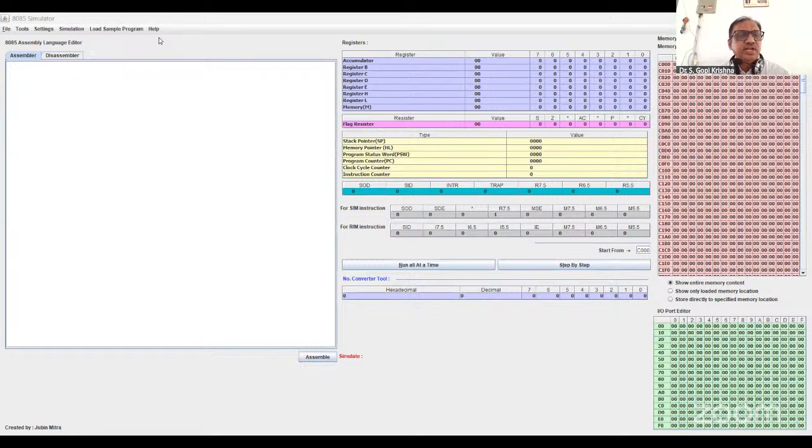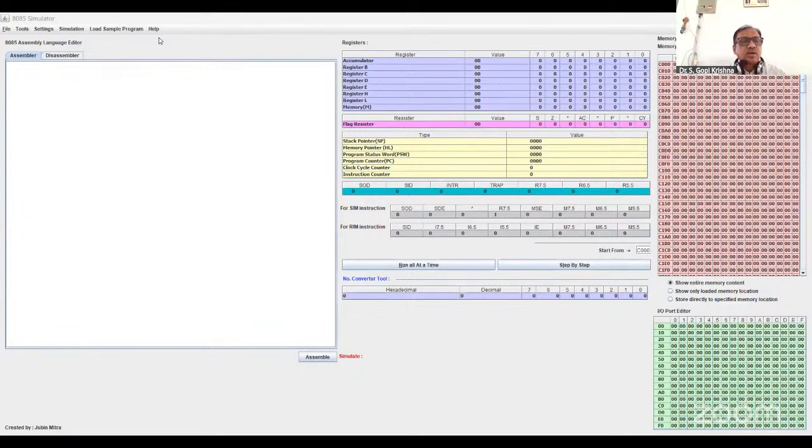Next, XCHG, exchange H and L with D and E. The contents are exchanged: whatever is in H will be transferred to D, and whatever is in L will be shifted to E, and vice versa. That is, D contents are moved to H and E contents to L. So the contents of register H are exchanged with the contents of D, and the contents of L are exchanged with the contents of E. So this is an exchange instruction.